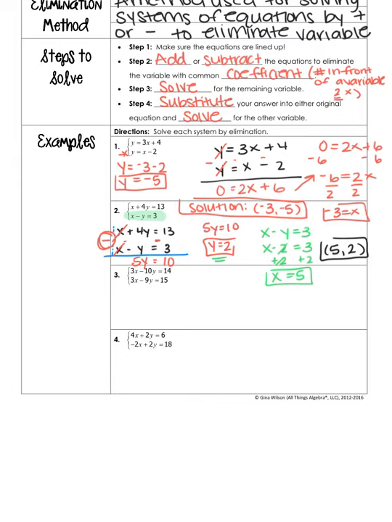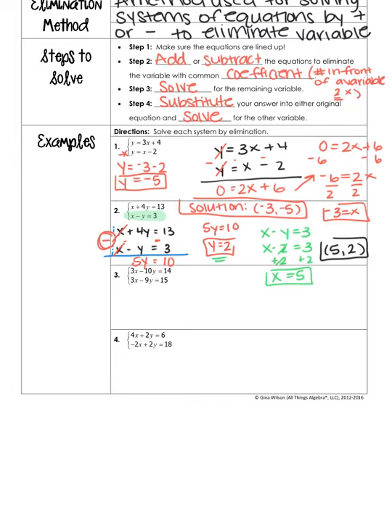So we have 4x plus 2y equals 6 and negative 2x plus 2y equals 18. So first thing you want to see or check, are they lined up? And they are, right? Our x's are on top of each other, our y's are on top of each other, and our numbers without the letters are on top of each other. If they weren't lined up, you would move things around to make them lined up.